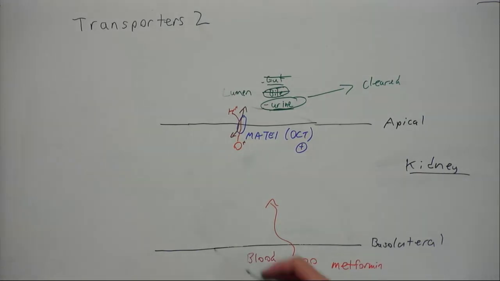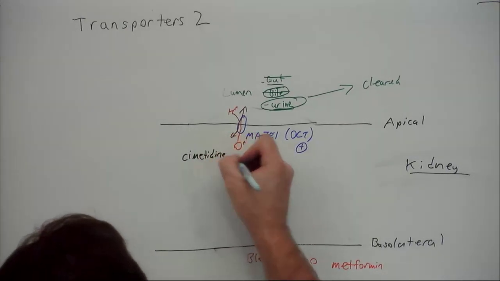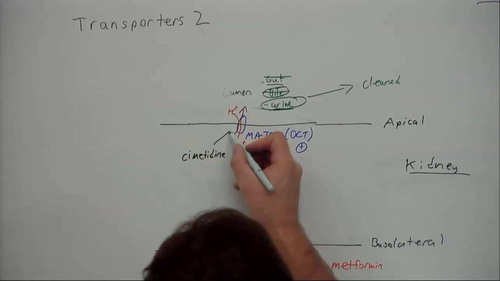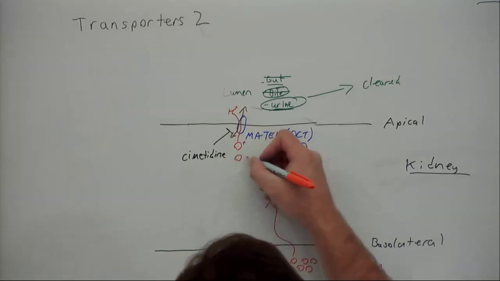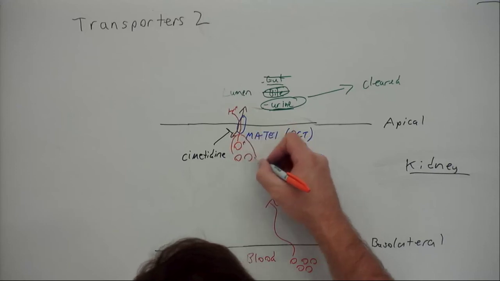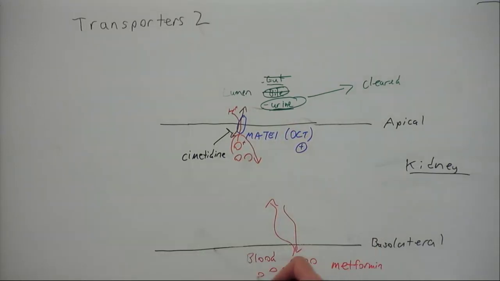And then in this case, cimetidine is a pretty potent inhibitor of MATE1. And so when that happens, our metformin can no longer exit. It stays in here, prevents this from happening, so you end up with more in the blood, and that, again, leads to toxicity.